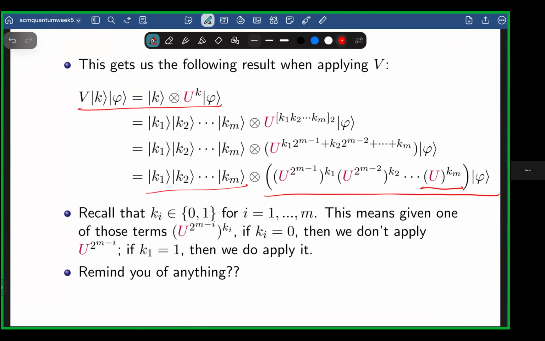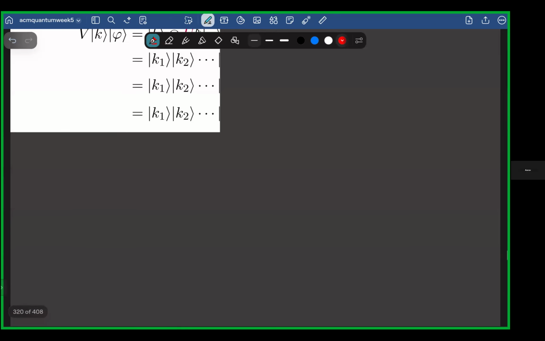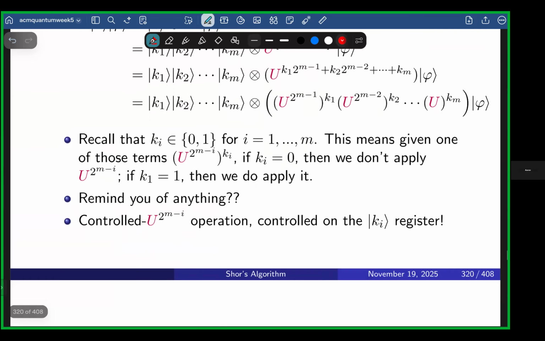So let's just say for some general ki, if the input is 1, then we're going to apply this gate. If it's 0, then we're not going to apply the gate. Yes, exactly. Does that make sense? Yeah, whether we apply the operation is dictated by the value of k. So it's a control, like you said.